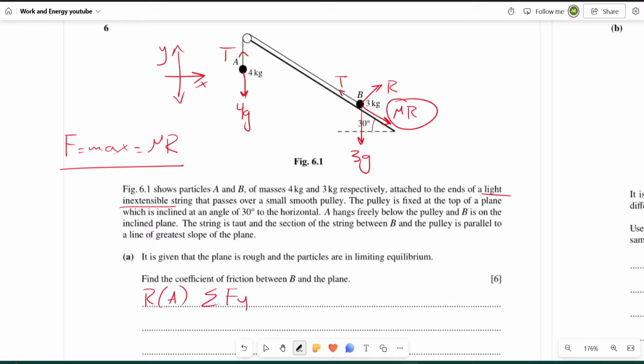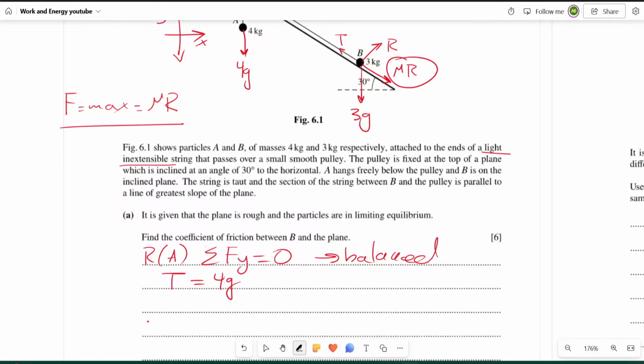Sigma F of Y is going to equal mass times acceleration, which equals 0 because acceleration is 0. We're in equilibrium, so the forces are balanced. There is no net force, so upward forces equal downward forces. So tension equals 4g.